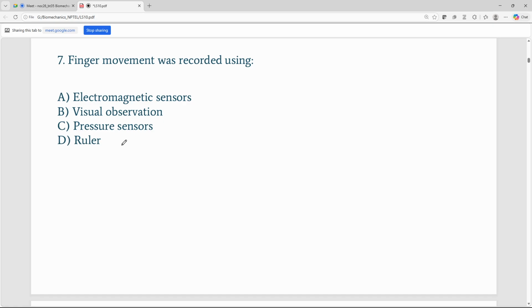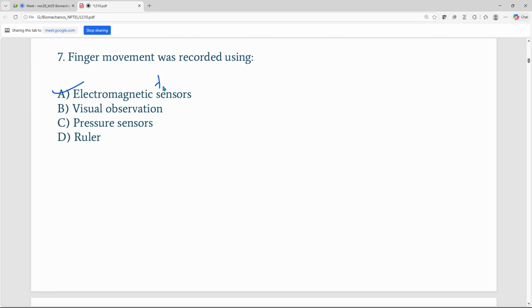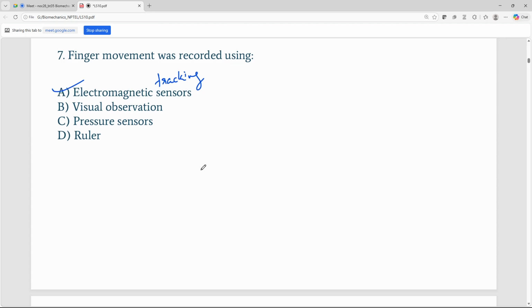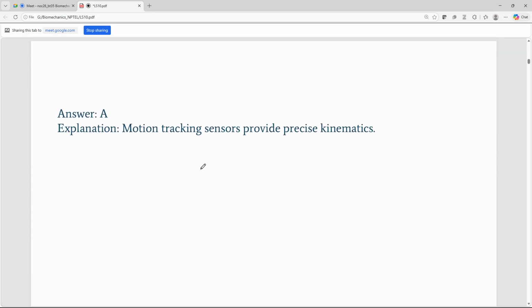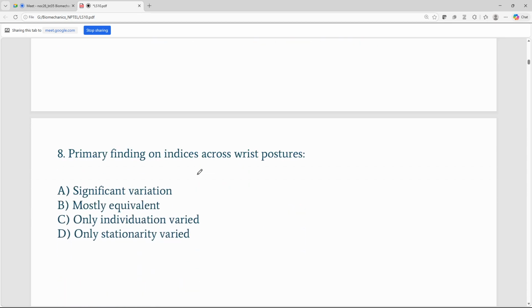Our answer is option A, that is electromagnetic tracking sensors. Electromagnetic tracking sensors were used for recording the finger movements. So, electromagnetic tracking sensors provide precise motion tracking in kinematics. That's right. Our answer is option A. Next question.